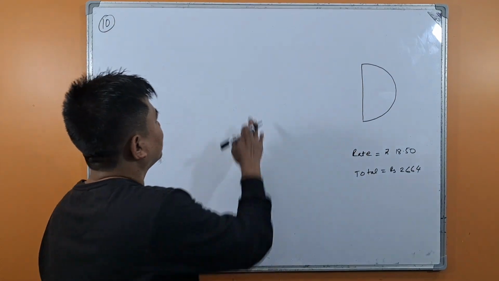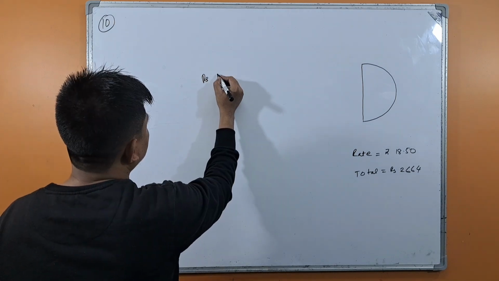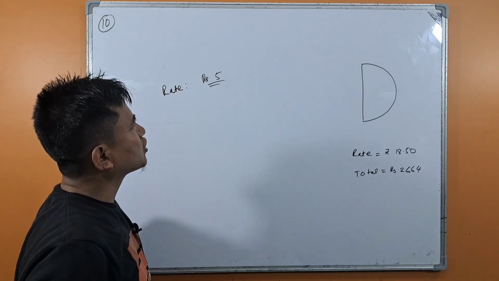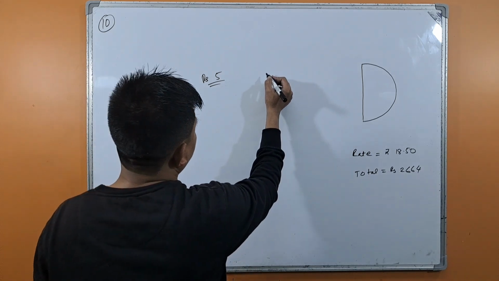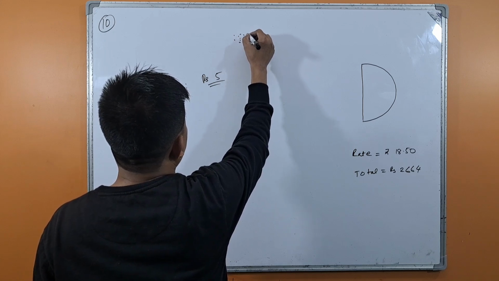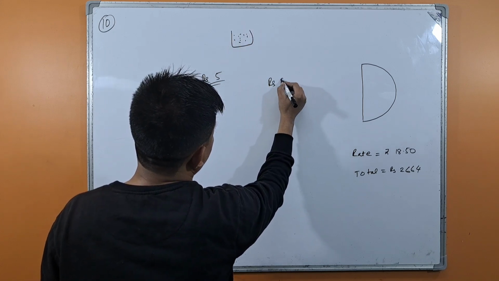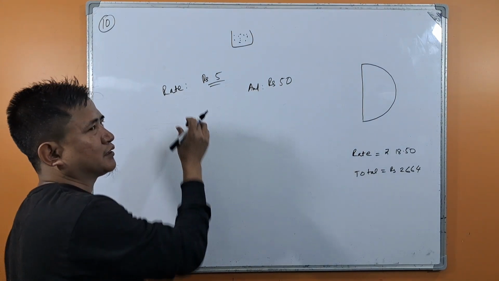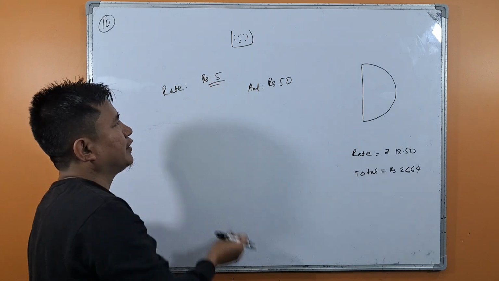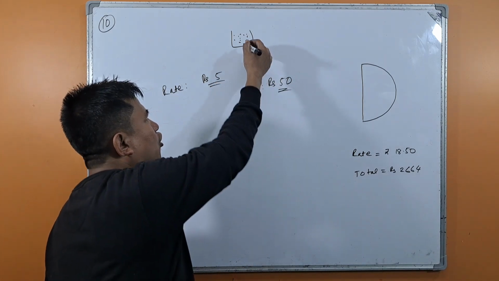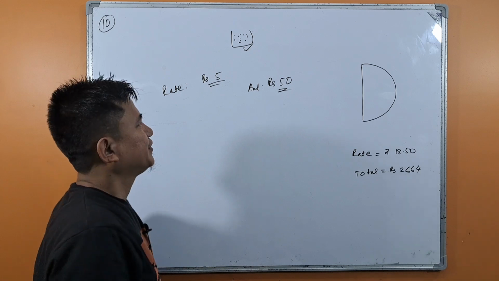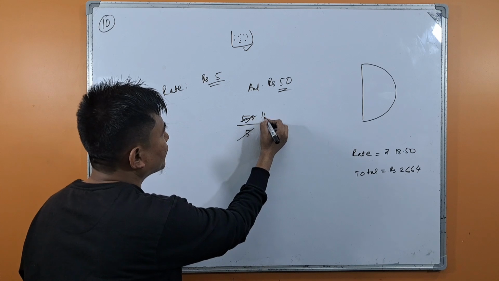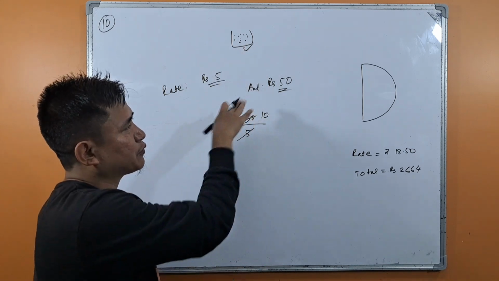Let's use the principle of the unitary method. If the cost of one apple is rupees 5, that is a rate, isn't it? If the cost of one apple is rupees 5 and apples are bought for a total amount of rupees 50, how many apples are bought? Total amount divided by rate will give us the number of apples that can be bought at rupees 50.